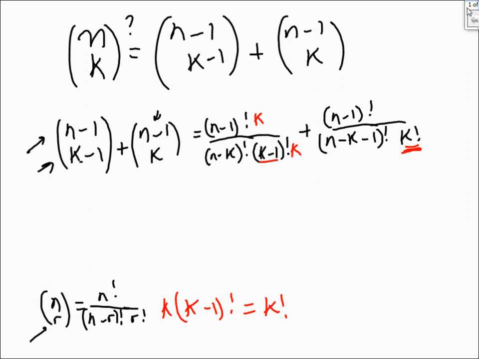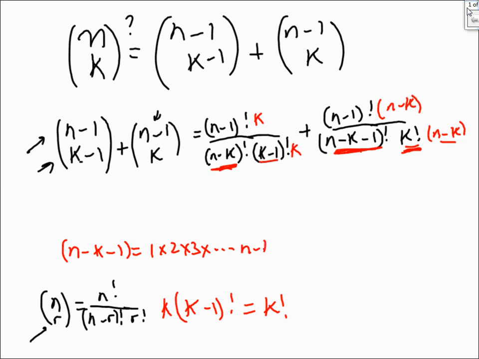Now, let's look at this. This one is 1 less than n minus k. If I multiply by n minus k, top and bottom, just understand that n minus k minus 1 factorial is 1 times 2 times 3, all the way up to n minus k minus 1. The next number, which we don't have yet, would be n minus k.